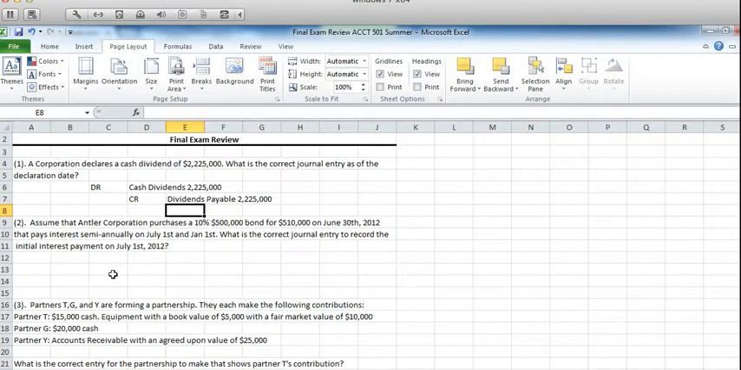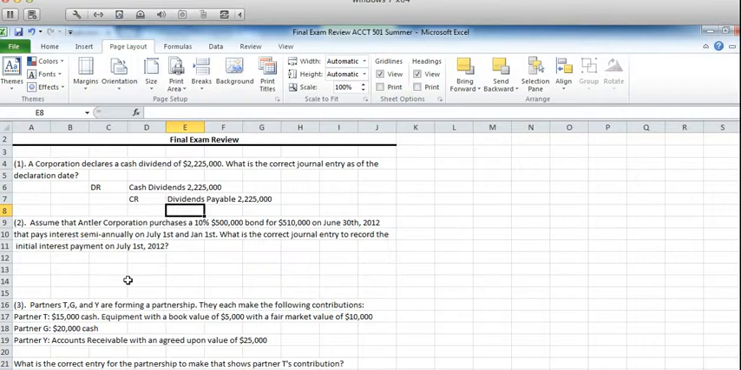So moving on to number two, assume that Antler Corporation purchases a 10% $500,000 bond for $510,000 on June 30th, 2012 that pays interest semi-annually on July 1st and January 1st. What is the correct journal entry to record the initial interest payment on July 1st, 2012? So this is basically the day after they purchase the bonds. They're entitled to receive an interest payment that first day.